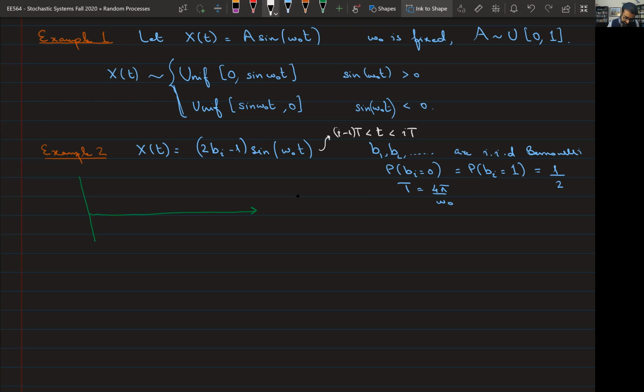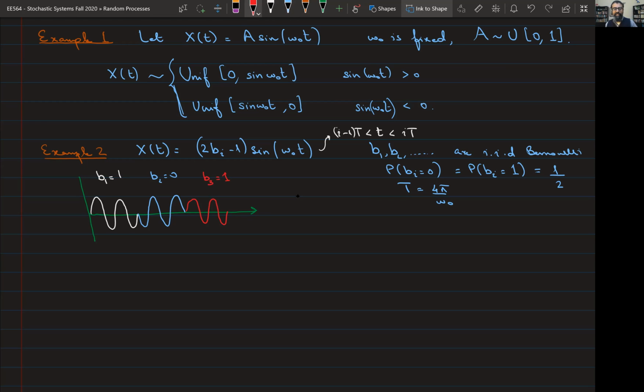So this is what it looked like, and it goes on the negative side. And let's just do 2, and this goes on the positive side. So this corresponds to b1 equals 1, this corresponds to b2 equals 0, and this corresponds to b3 equals 1. So for this realization of the random variables b1, b2, b3, this is the realization that I get.